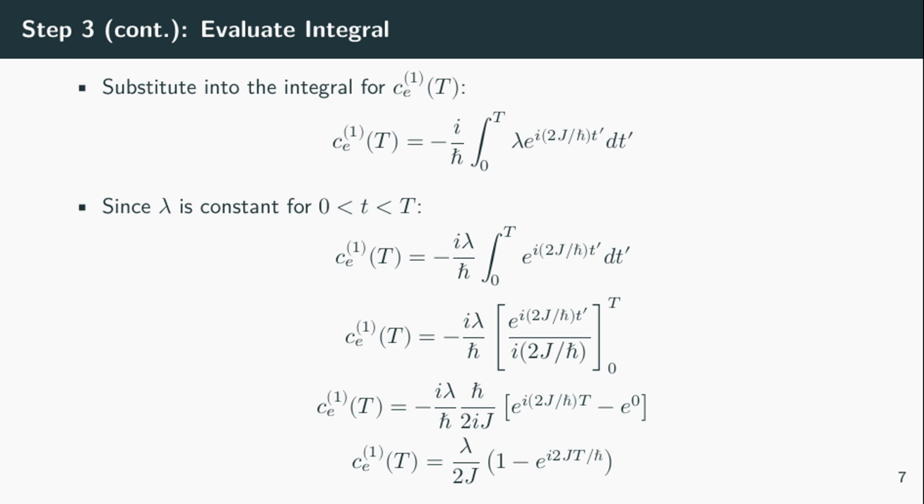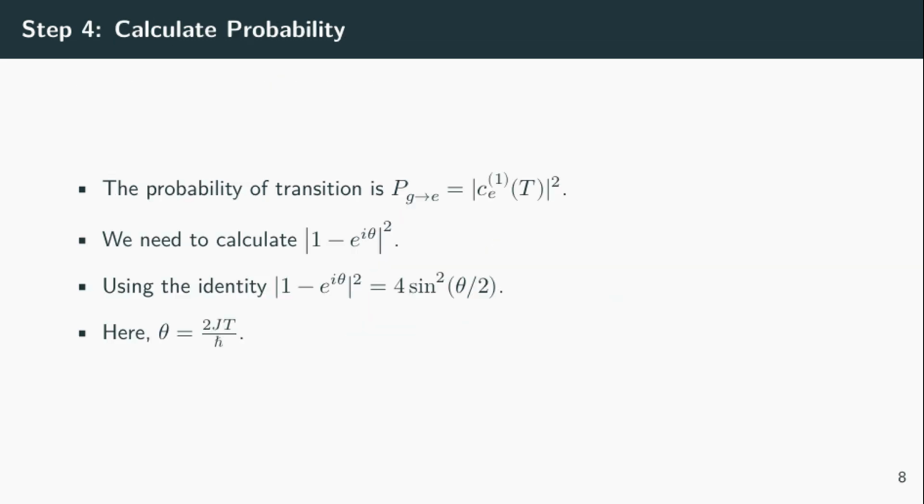Still on step 3, we evaluate the integral. We substitute our matrix element and the transition frequency into the formula for c_e^(1)(t). Since lambda is constant, we pull it out. We then evaluate the resulting exponential integral from 0 to t. After evaluating and simplifying the prefactor, we apply the limits of integration. Simplifying e to the power of 0 and rearranging the terms, we get the final expression for c_e^(1)(t). Now for step 4, calculate the probability.